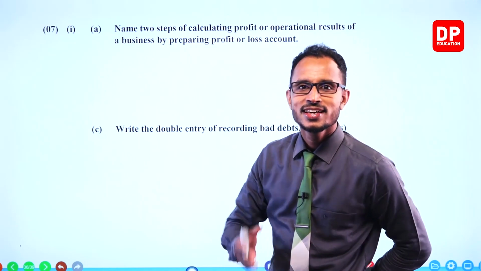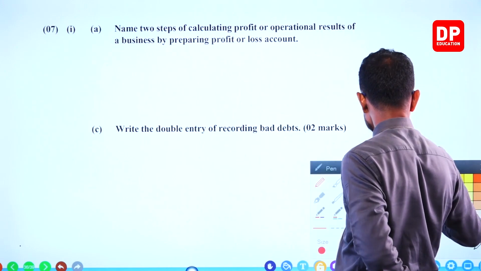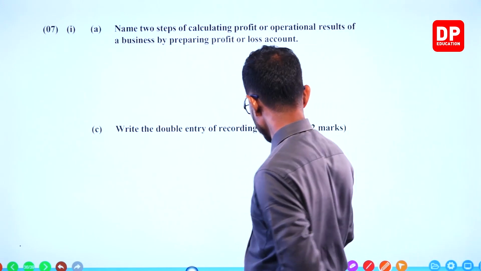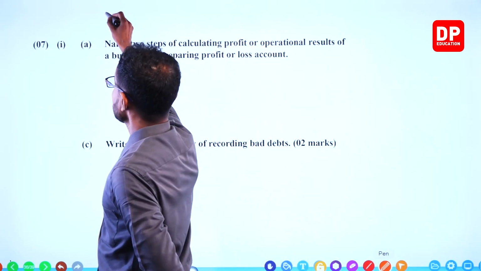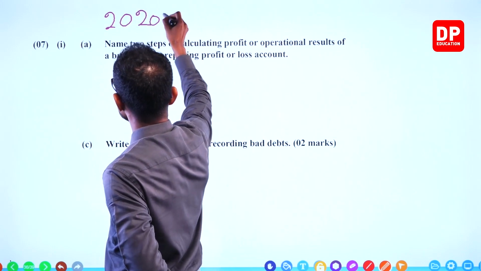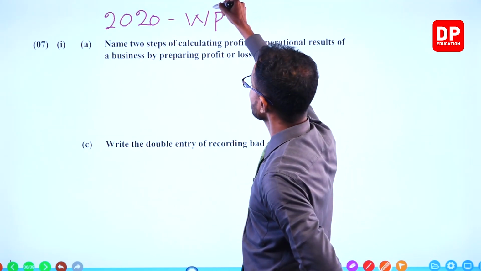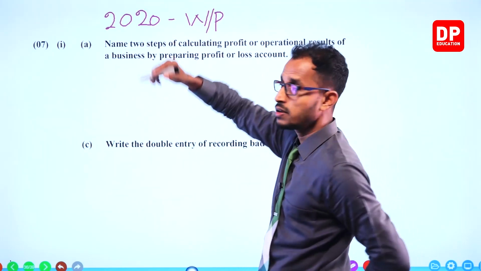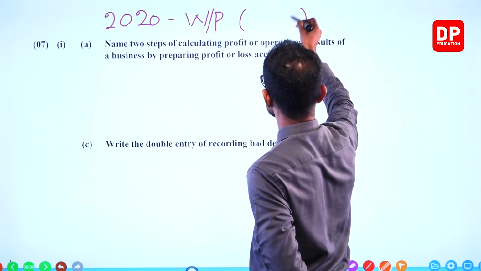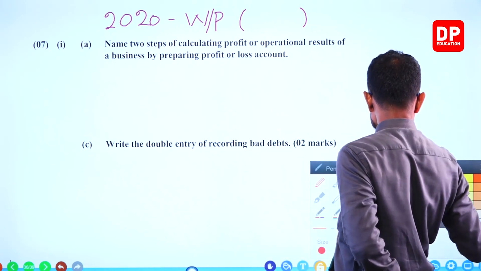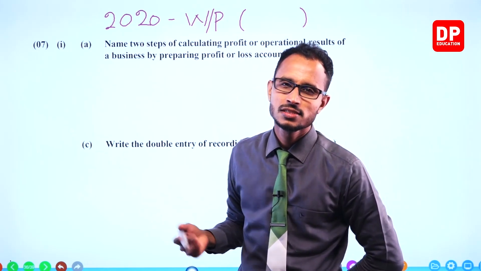That's it. The 2020 Western Province paper of the third term, that's what we are going to do today. And in that paper, this is the last question. The 2020 Western Province third term. We normally do third term papers.